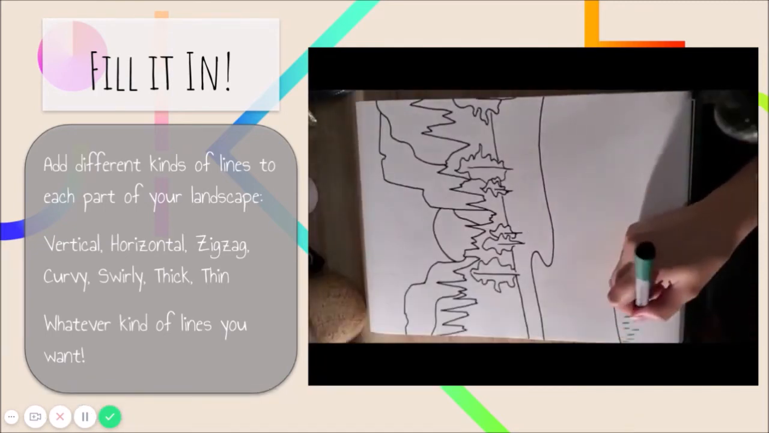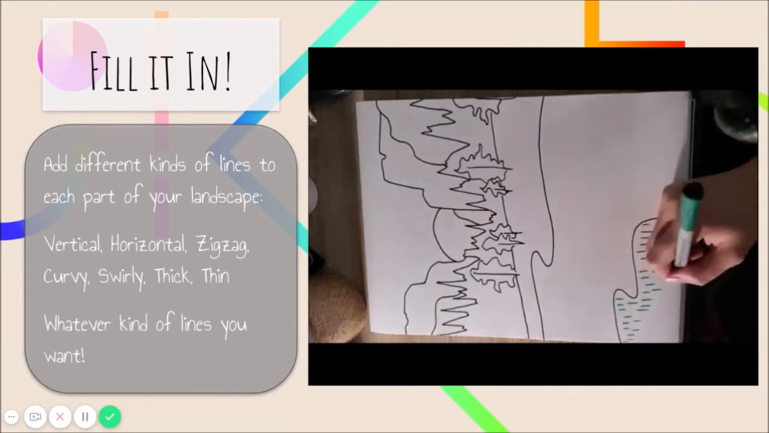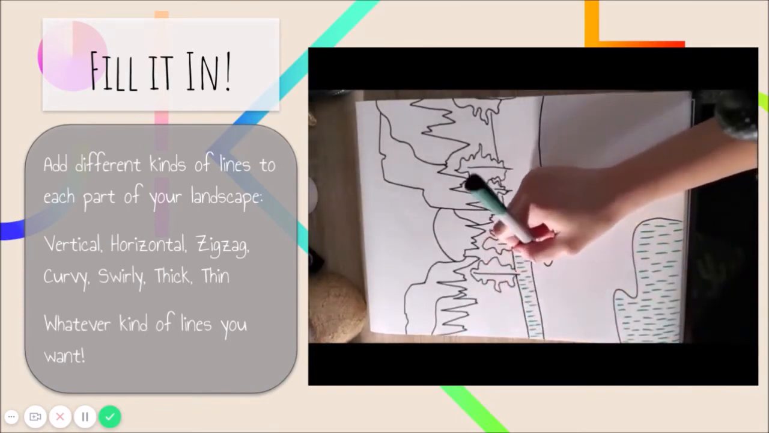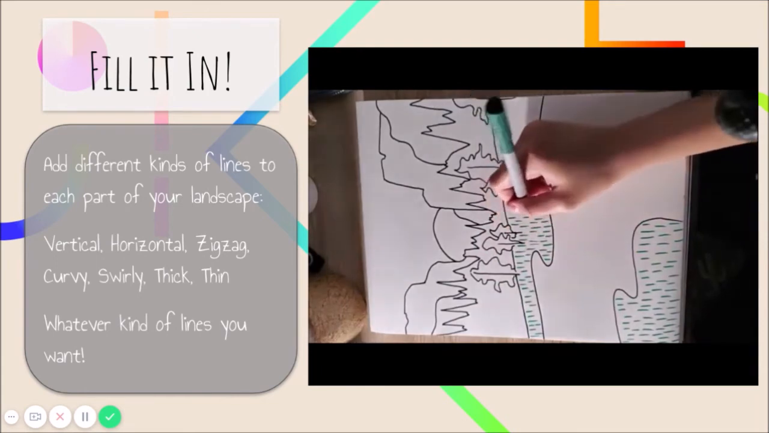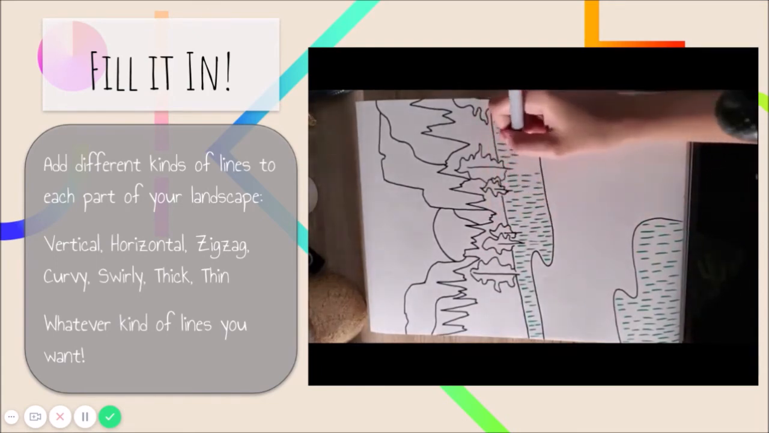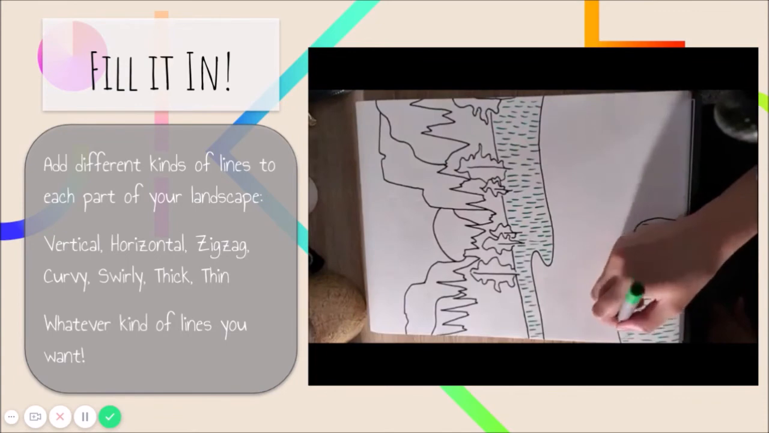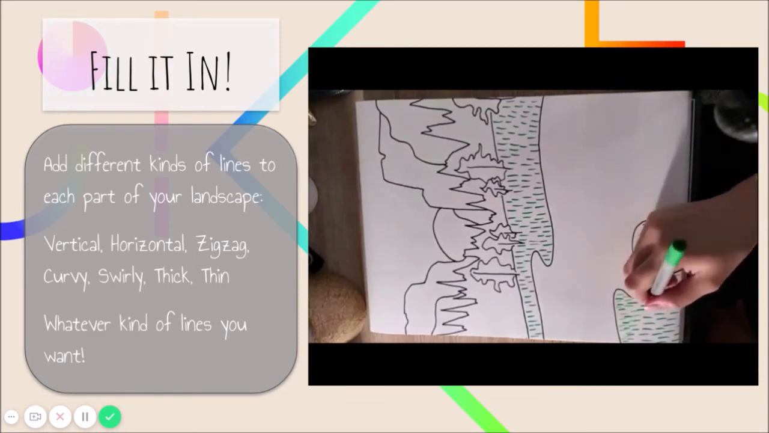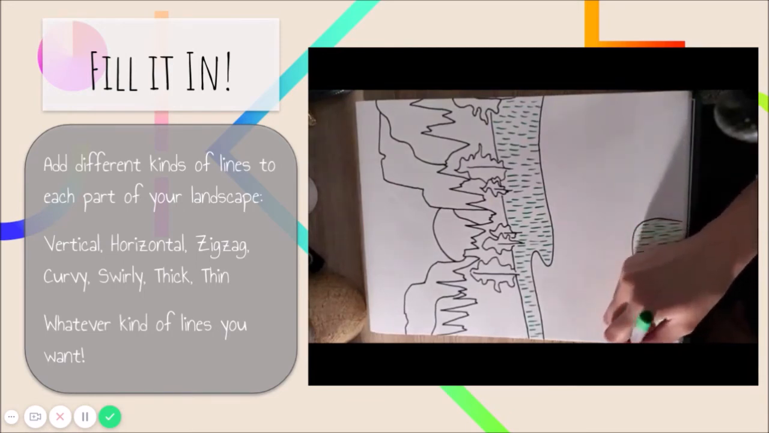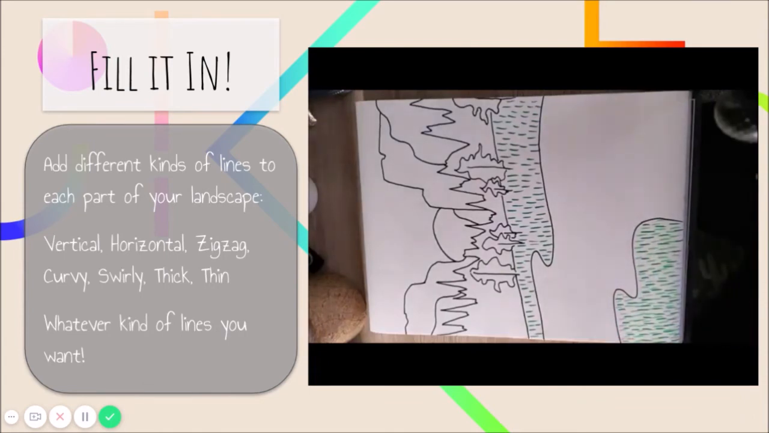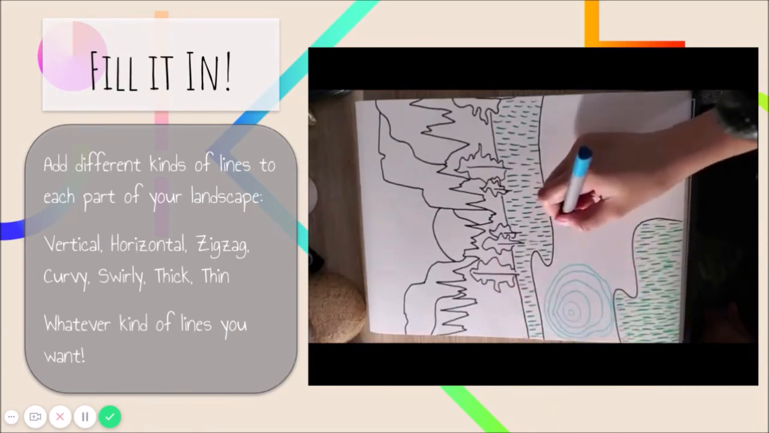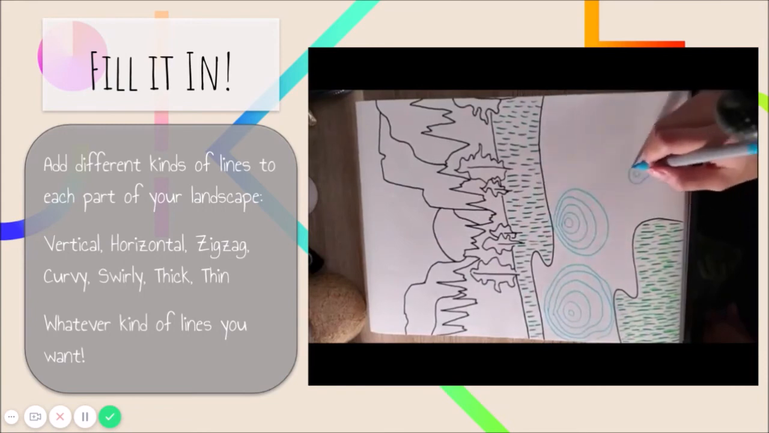So first, I'm going to start filling in the grass on either side of the water with short little lines, kind of like dashes. Make sure to pause the video if you need to. Next, I'm going to add swirling circle lines for the water, like ripples.